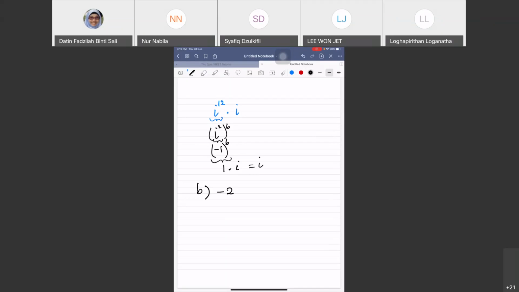Moses, are you there, Moses? Madam. Negative 2 plus 3i. Okay, negative 2 plus 3i. Faiz, are you there? Yes, madam. Okay, what do you get for B? Negative 2 plus 3i. Okay, also negative 2 plus 3i. So this is the correct answer. Negative 2 plus 3i.